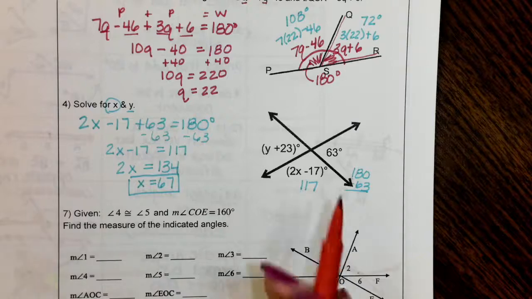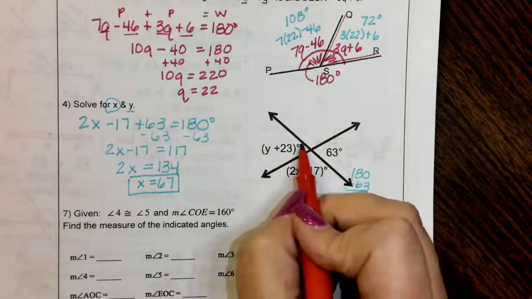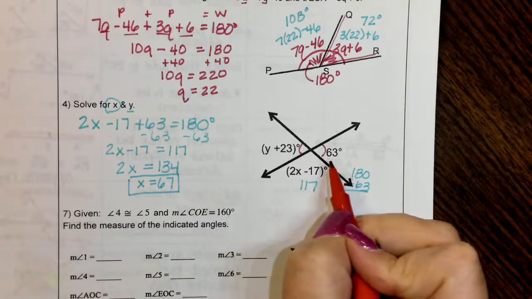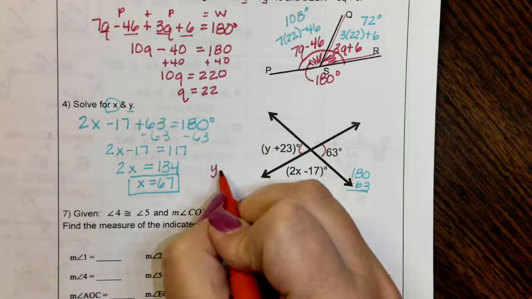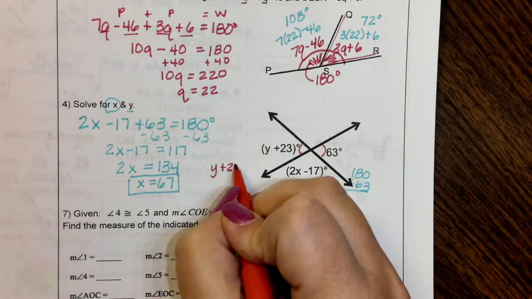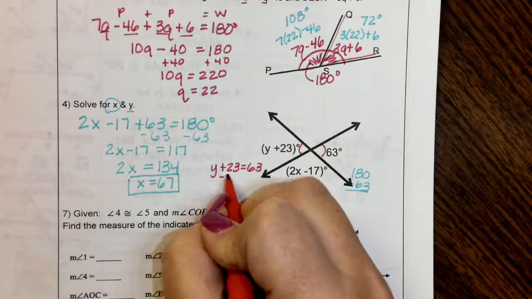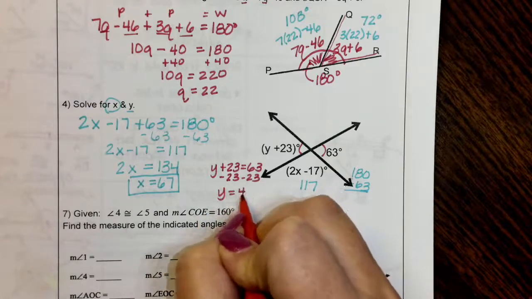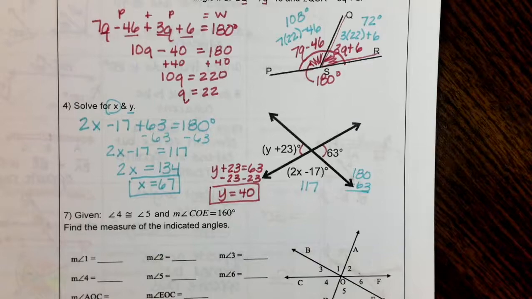Now, we can either go here and use this linear pair, or we can also use these two angles here, which are vertical angles. Vertical angles are always a great way to go. It's the easiest way right now. So y plus 23 is equal to 63, and you would subtract 23 from both sides. You would get that y is equal to 40. Those were the two answers that I was looking for.